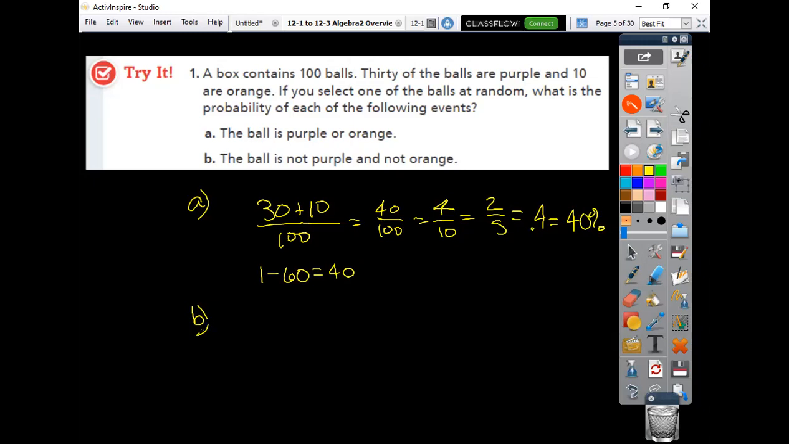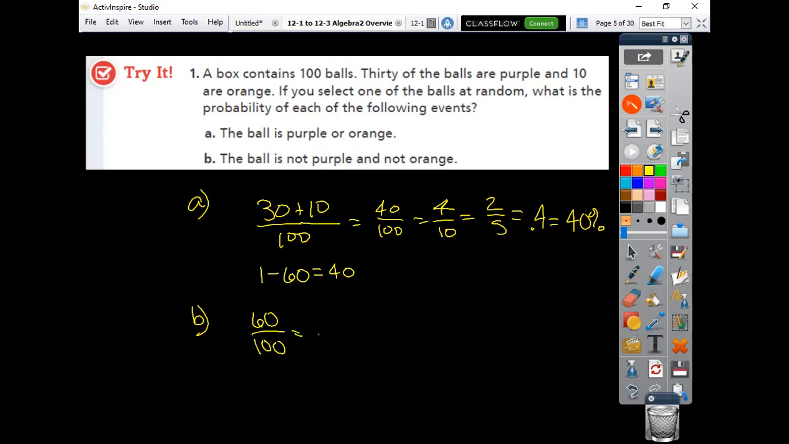So what's the probability of each of the following? So then it would just still be that it's all of the other colors, which is how many others other than the purple and the orange. If there's 30 purple, 10 orange, there's 60 that it's neither of those two colors.